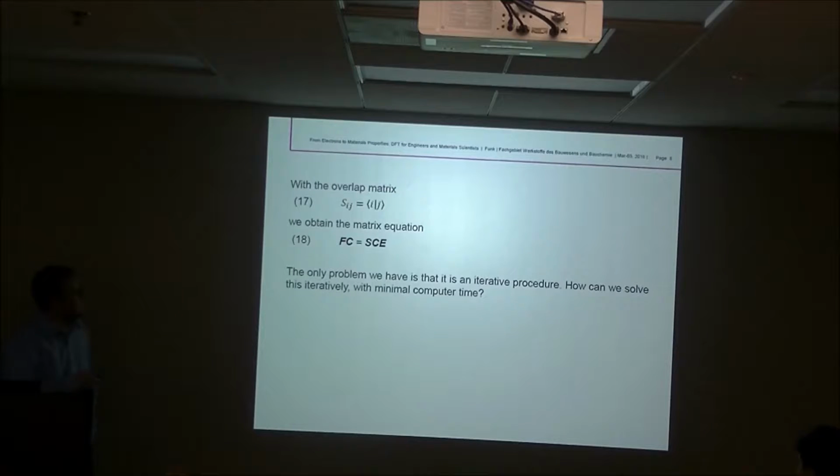So far so nice. Now we introduce an overlap matrix, which is just the overlap of our basis functions, any pair we find. And we obtain this matrix equation. So we have any Fock matrix element in terms of our basis functions. These are our expansion coefficients in a matrix, right? This is our overlap matrix. This is, again, expansion coefficients, and this is the energy, which is diagonal.